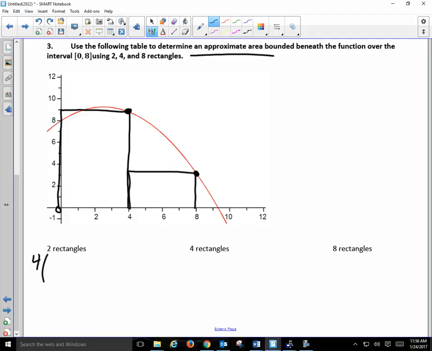Does this look like it'll be an overestimation or an underestimation? Underestimation. So let's just estimate. We got 4 times. What's the approximate height at 4? About 9. Approximate height at 8? About 4. So I've got 13 times 4 is 52. Now, I'd be pretty lenient. If you come up with a value somewhere between, say, 45 and 60, you're probably pretty close. So why don't you see if you can do the 4 and the 8?